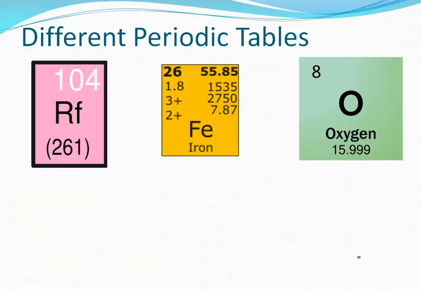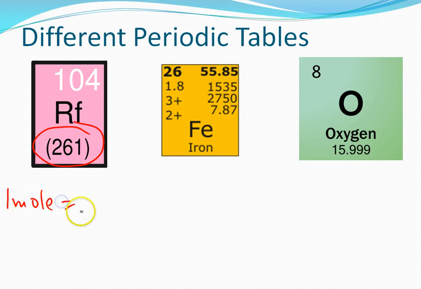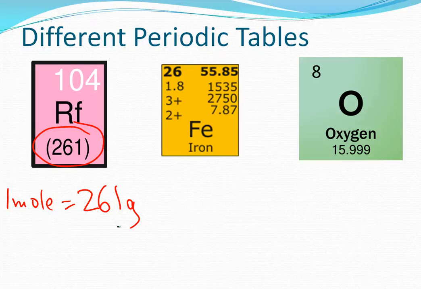Now, different periodic tables kind of come in different formats. You can see I have 3 different ones up here. They all look a little different. The number you're looking for is usually a decimal. It's not always a decimal. It's always going to be the bigger number in the square. For example, Rutherfordium over here, notice the bigger number is 261, so a mole of Rutherfordium equals 261 grams. Okay, and that one we really didn't have to round because there is no decimal, and you'll see some elements like that.